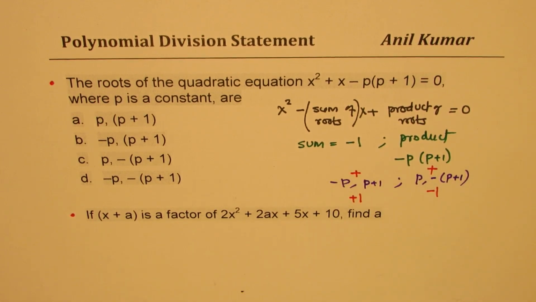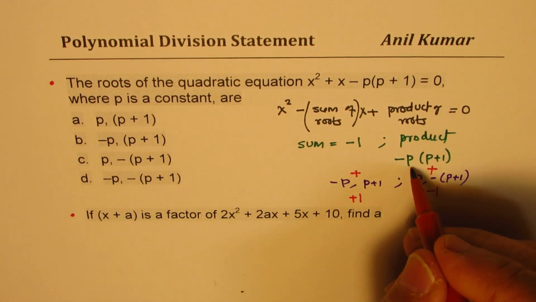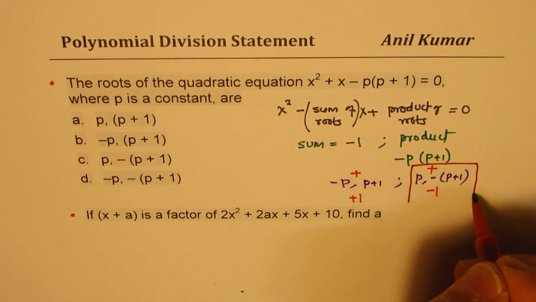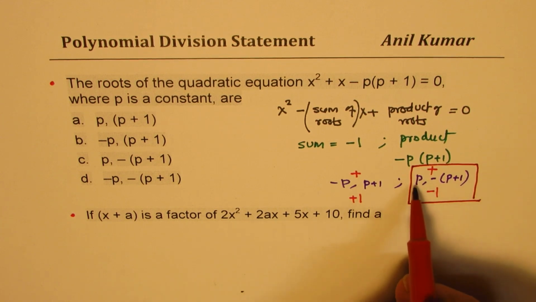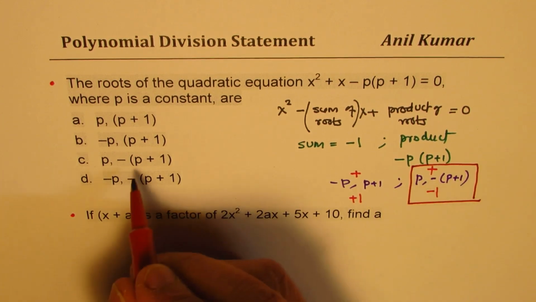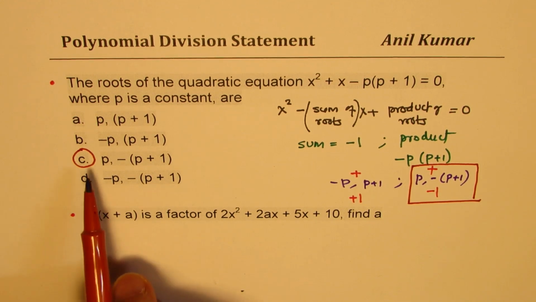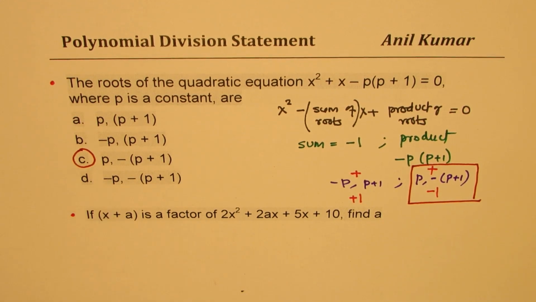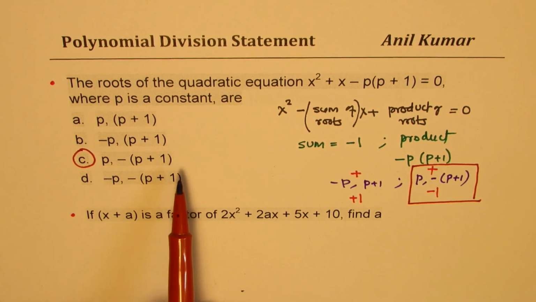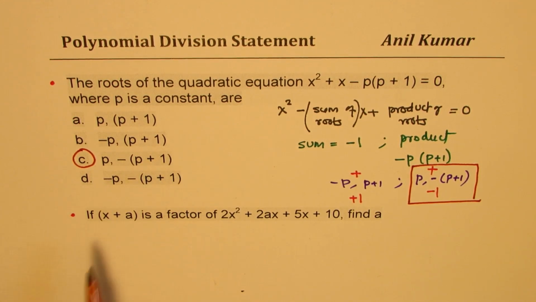Perfect. So therefore, the option which you have to go for is p and minus of p plus 1. So option C is the right option. So I hope you understand this concept. Very good question to begin with, right? It may be just 1 mark question, but it is very important.